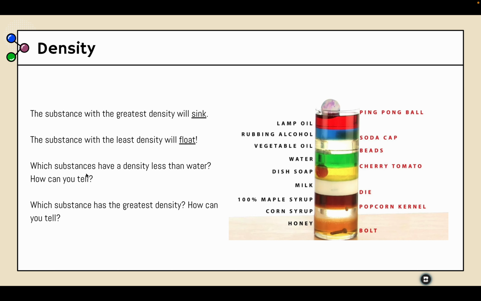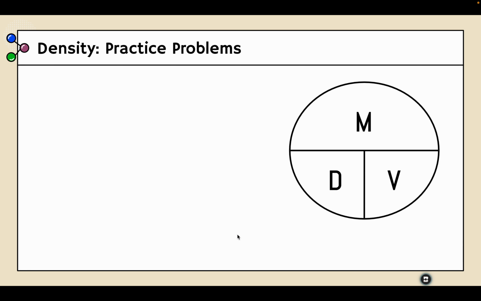Which substances have a density of less than water? Well, if you were to look at water, you would tell me that beads, vegetable oil, soda caps, rubbing alcohol, lamp oil, and ping pong balls would all have a density less than water. How can we tell? Because they float above it. Which substance has the greatest density? You would tell me that it's the bolt or honey because it sinks. It's all the way at the bottom. The mass per unit volume is greatest.